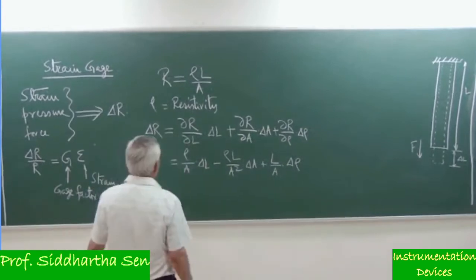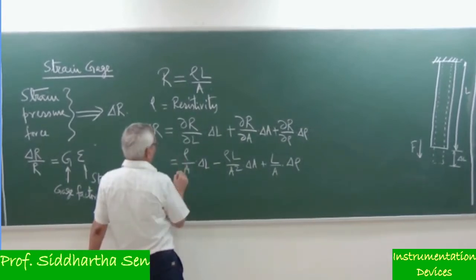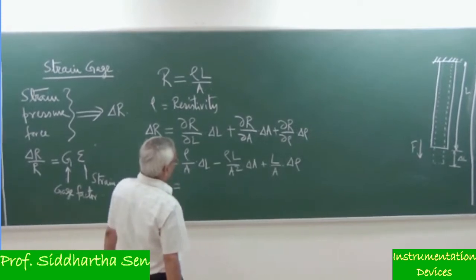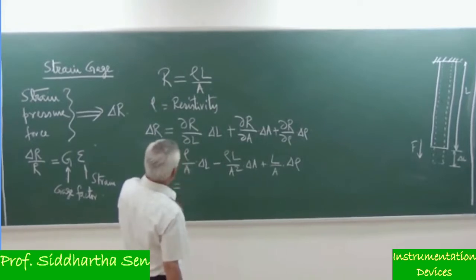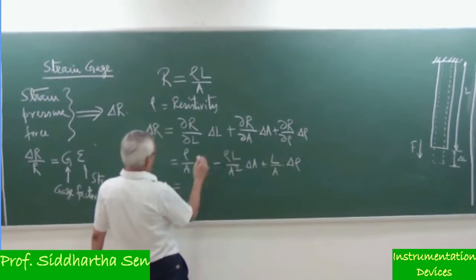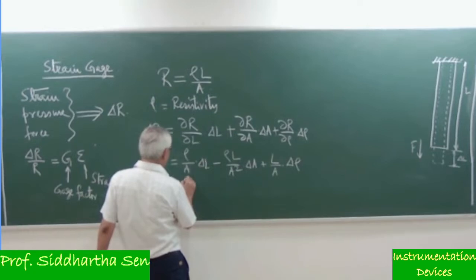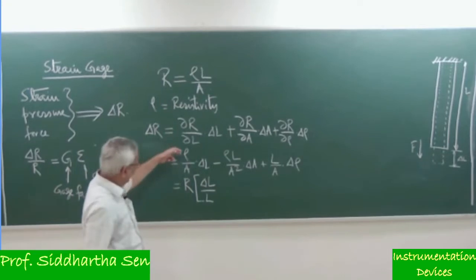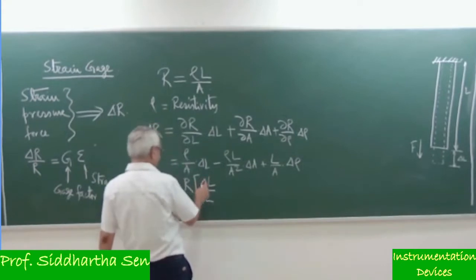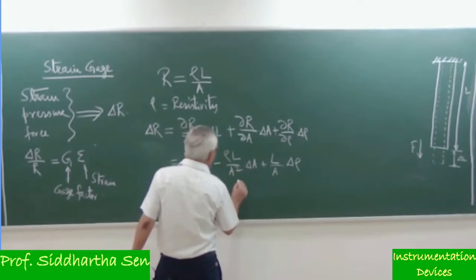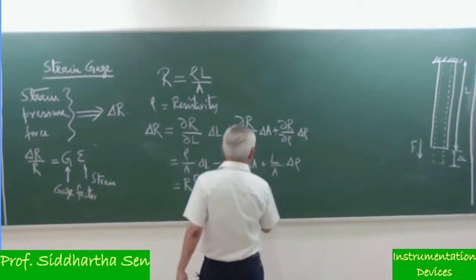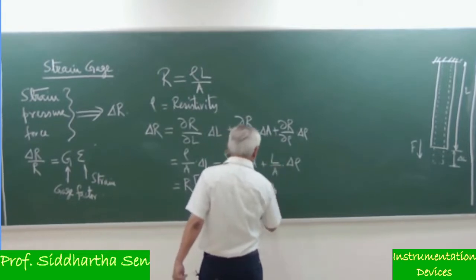Or we can write it this way: I take L common, multiplying L in the numerator and denominator, so delta R is equal to R into delta L by L, minus, since the R term is already there, delta A by A, plus R into delta rho by rho.